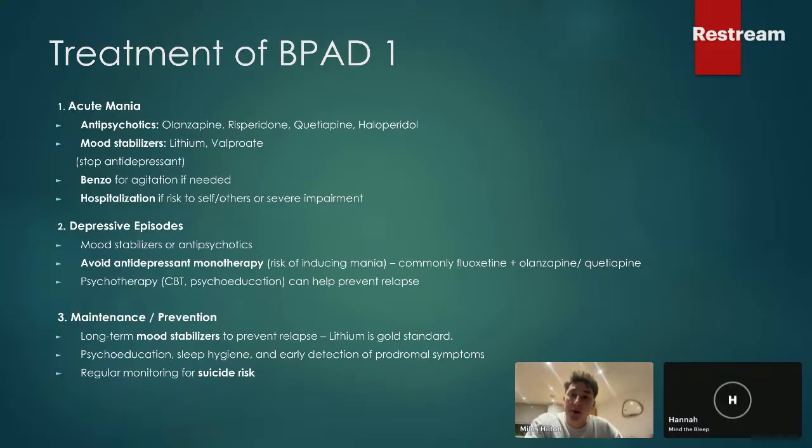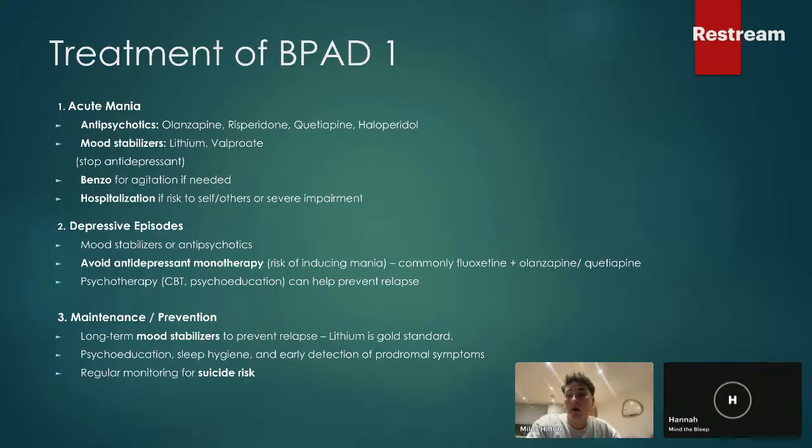So in terms of the treatment of bipolar type 1 disorder, if a patient presents in an acute manic phase, we would look initially to start an antipsychotic to get the mania under control. That could be olanzapine, risperidone, quetiapine, or haloperidol. Then more long-term would be thinking about mood stabilizers, so that could be lithium or valproate. And it's always important to stop any antidepressant if they are on one.